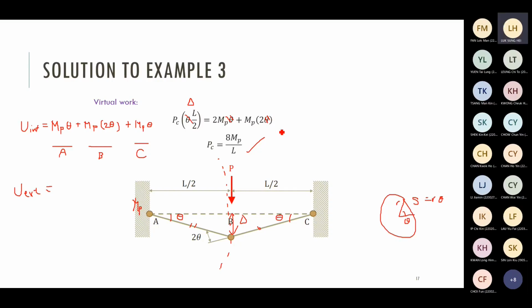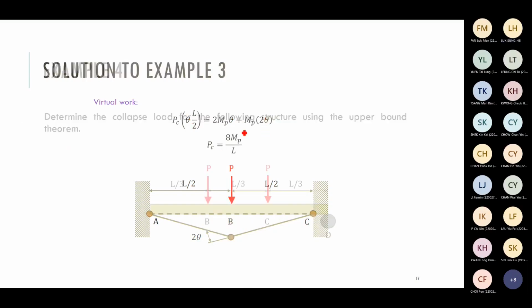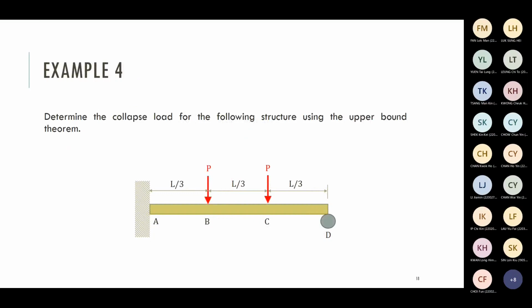There's no matrix, no differential equation, right? No cycle sign, relatively straightforward. That is upper bound theorem. What happens if we have a beam more complicated? It is also a one-span beam, but this time we have two concentrated loads at two different positions, point B and point C.